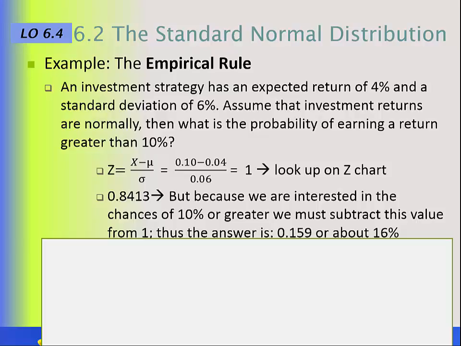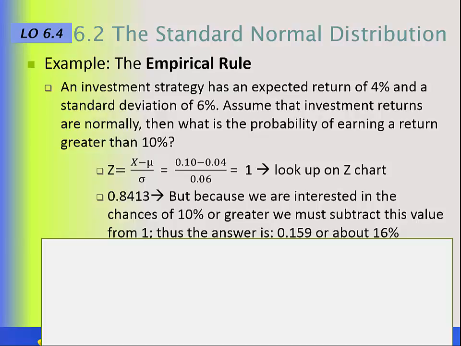So here's one more example, a little bit more straightforward. We don't have to interpret the decimals. We have an investment strategy, expected return 4%, standard deviation of 6%. What's the probability of returning greater than 10%? So here we take 10, we subtract 4% from it, divide by 6, and we get 1. We look up our 1 on our Z-chart, and we get this 0.8413. So that is actually the percentage chance that we would earn 10% or less.